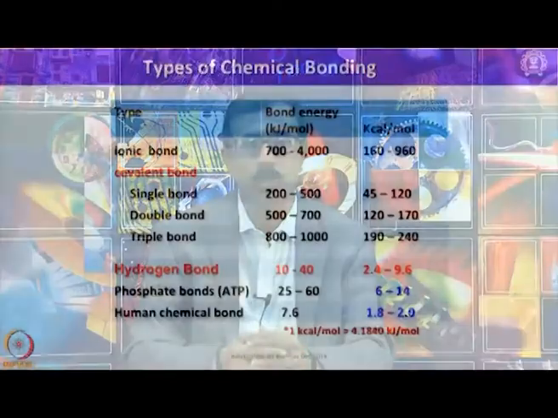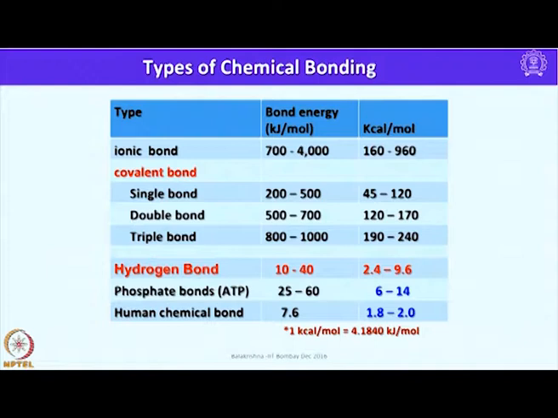Now I have given some bond energies for all kinds of bonds here. We have ionic bonds and covalent bonds. Among covalent bonds we have single, double, and triple bonds, like we come across in methane, ethylene, or alkyne. We also have hydrogen bonds and phosphate bonds in ATP, and a value is also given for van der Waals interactions. You can see ionic bonds are much stronger, with energy anywhere between 700 to 4000 kilojoules per mole.